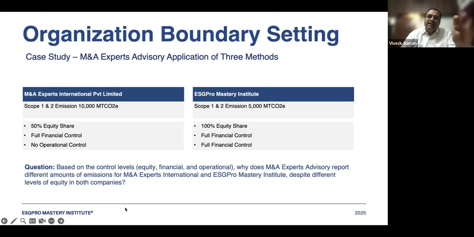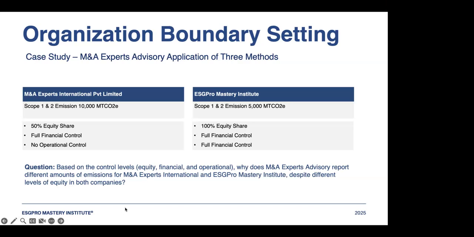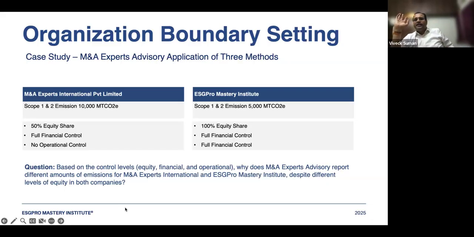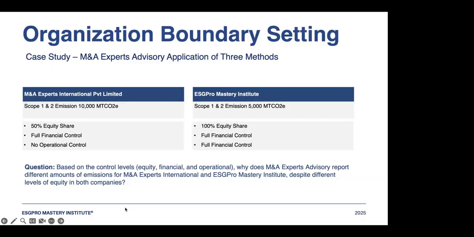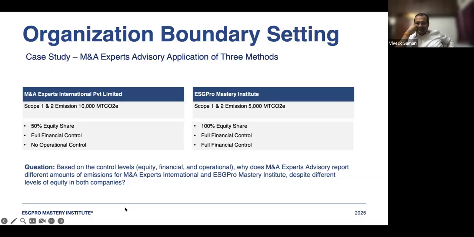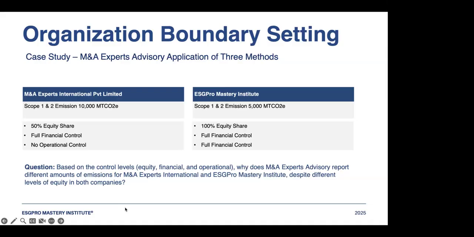I own 50% of International and 100% of ESGPro Master Institute. How much is my emission? Quick. If we follow the equity approach, then it's 10,000 metric tons. Total emission is 10,000 according to which method? According to the equity share method.